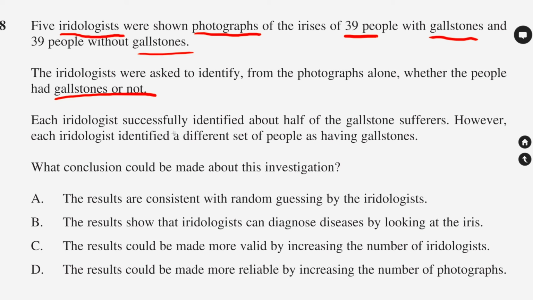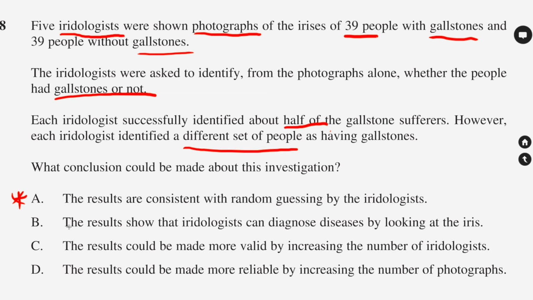And of course, if the claims of iridology are true, then you'd think that they could. Each of them identified about half of the gallstone sufferers. However, they identified a different set of people. So the people have gone through, and yeah, they've got about half right. But if you think about that from probability, if you're going to guess anything, you're probably going to be right half the time anyway. So let's have a look at the possible answers. A, consistent with random guessing by the iridologists. Now, to me, that sounds like a pretty good possibility.